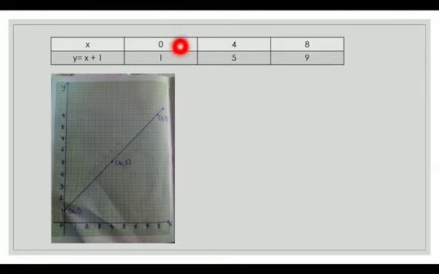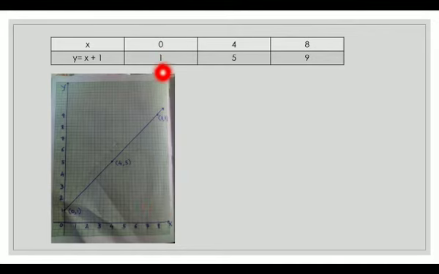So when x is 0, y is 1. When x is 4, y is 5. When x is 8, y is 9. So I need to draw a graph with these coordinates x and y. So this is my x-axis and this is my y-axis. The largest number is 9. So I have plotted on the y-axis the numbers 1, 2, 3, 4 up to 9, and on the x-axis 1, 2, 3, 4 till 8.